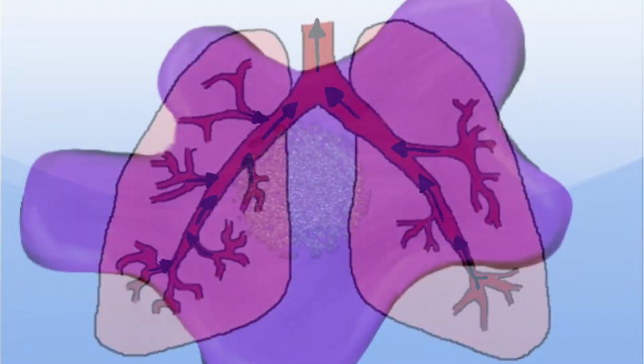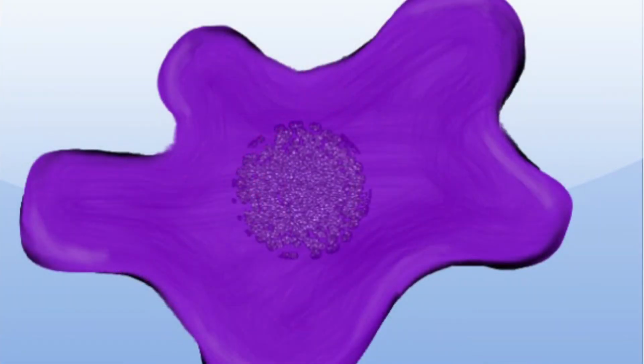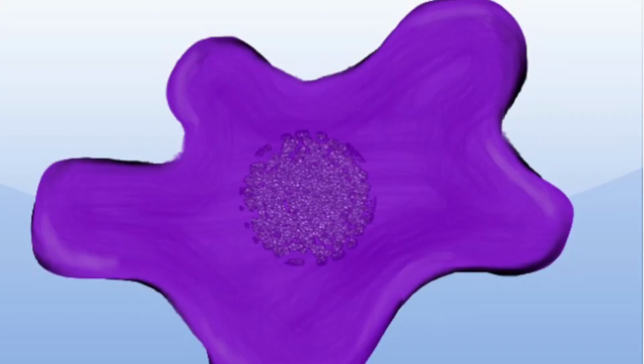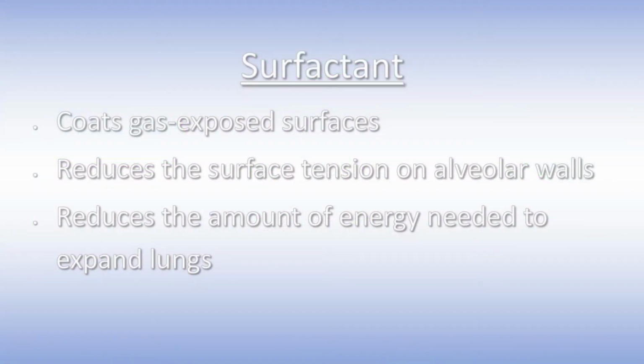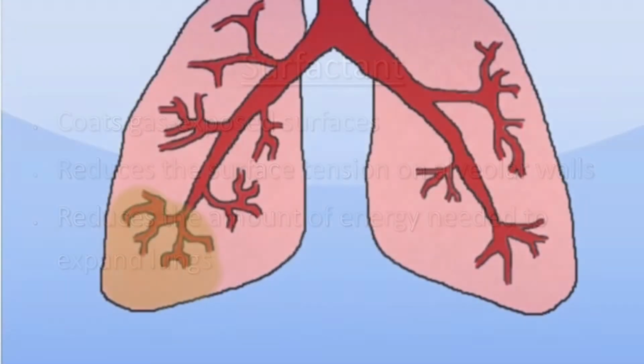The alveoli also contain alveolar macrophages and type 2 alveolar cells. Both of these cells play a part in immunity. Additionally, type 2 alveolar cells secrete a substance called surfactant. Surfactant is important because it reduces the amount of energy needed to expand the lungs, and it discourages alveolar collapse by decreasing the surface tension of fluid on the alveolar walls.